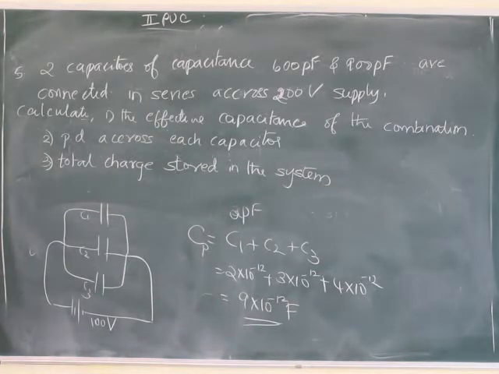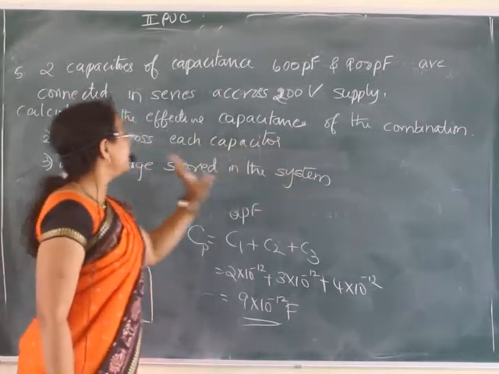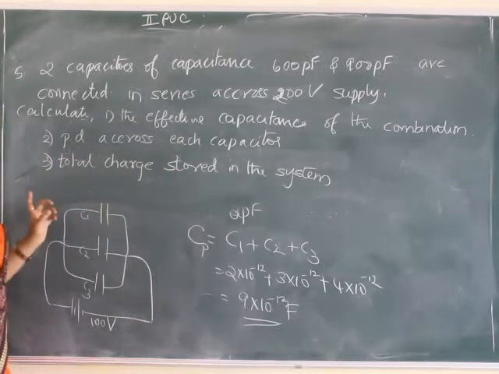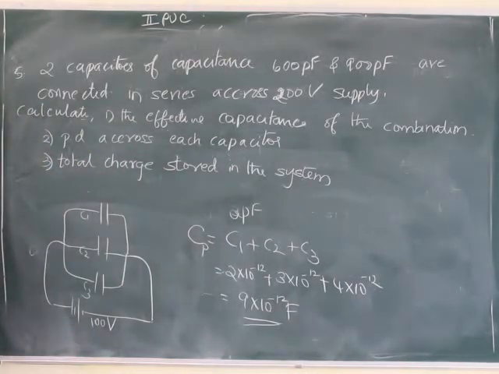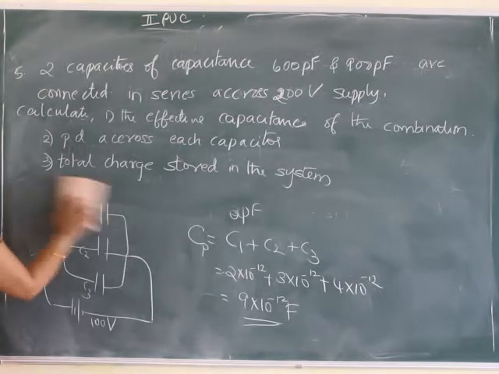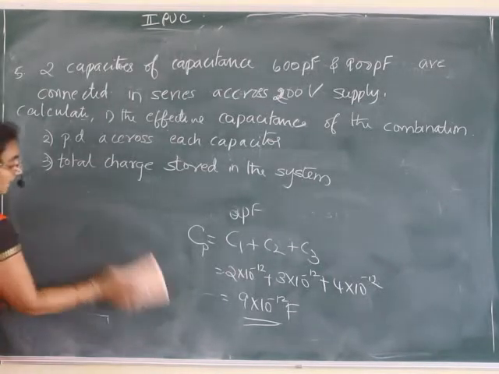What do you have to do? You have to calculate the effective capacitance of the combination, the potential difference across each capacitor, and the total charge stored in the system. Now the capacitors are connected in series, not parallel.